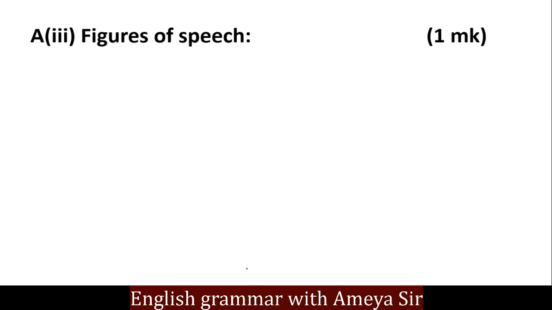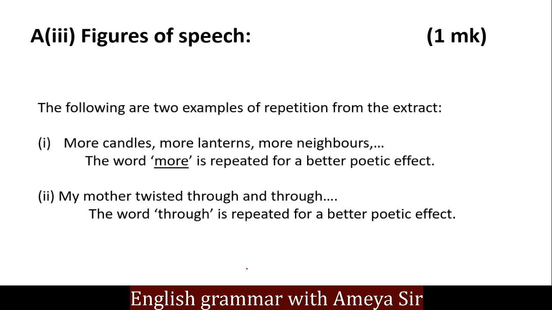And here is what I wanted you to write. Well, if you have found out some other example, leave it in the comments. But "more candles, more lanterns, more neighbors" is a very good example. This is also climax in addition to repetition, but you can mention that. And the next one, "my mother twisted through and through." So you write down that the word "more" is repeated for the first time. You write that. For the second one, the word "through" is repeated for a better poetic effect.